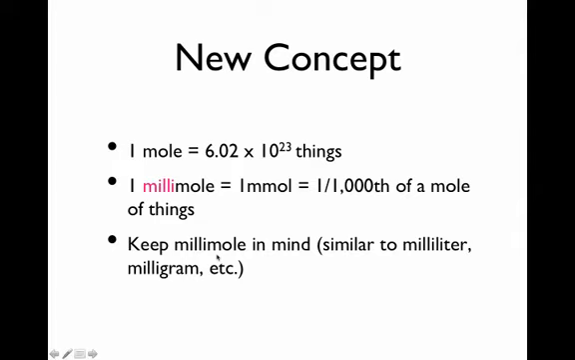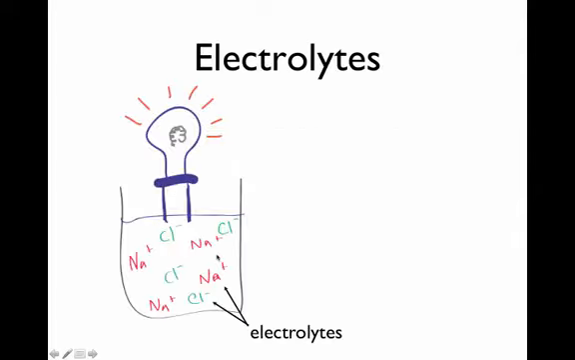So in the same way that a millimeter is a meter broken into 1,000 pieces, a millimole is 1 mole of things broken into 1,000 even pieces. So millimole is abbreviated mmol, and basically what it means is 1/1000th of a mole. I want you to keep that concept in mind, 1/1000th of a mole, for the new idea. And I also want you to keep in mind electrolytes.